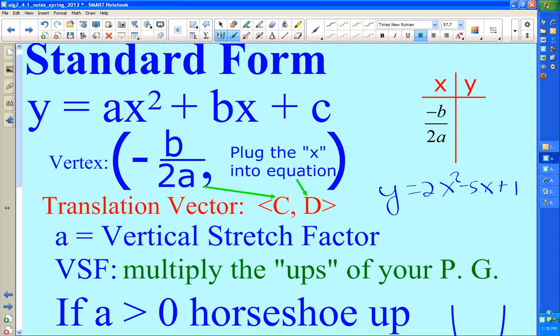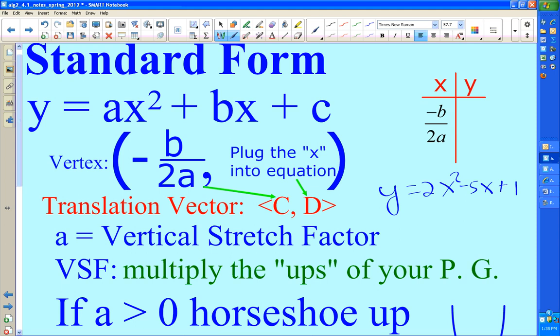To find out what the x-coordinate of the vertex is, this is what we're going to do. What are you finding? You're finding the x-coordinate of your vertex. So that equals x. When you go like that, it's hard for me to see what you're pointing at. The vertex.